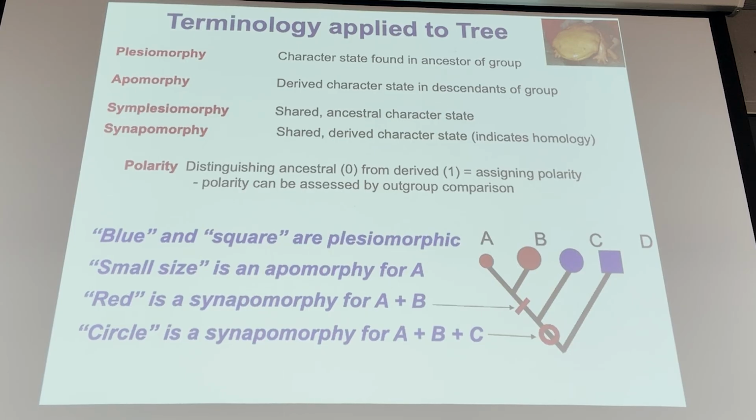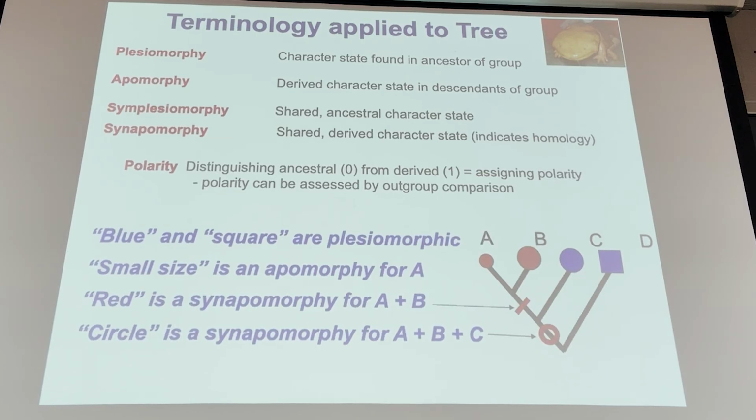But if you look at D and C, notice D and C are blue and D is square. D is the only one that has a square, so that is the plesiomorphic condition, and so is blue, right? Small size is apomorphic for A, right? It's the only one with really small size. Or you could even call that an autapomorphy if you really wanted to, because at least if these were the only animals that we're looking at.